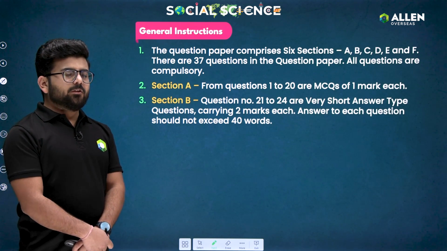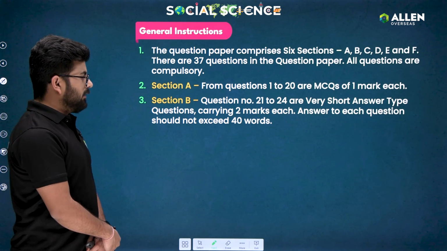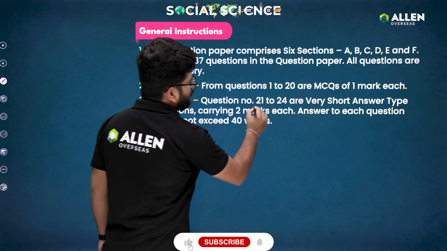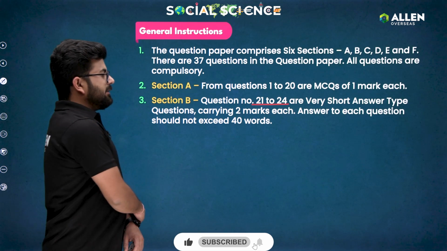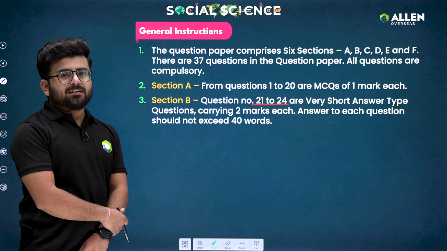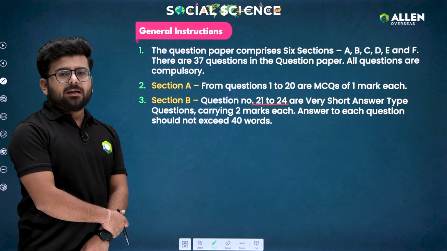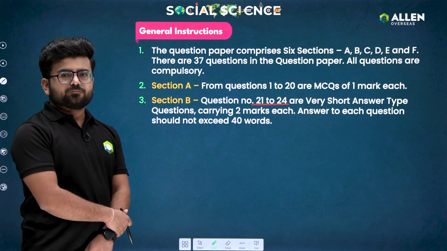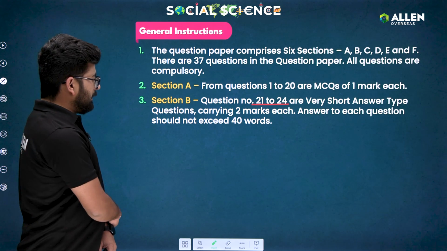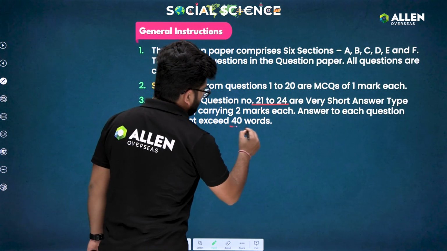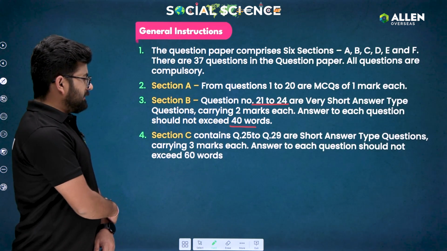Now we have section B. In section B, you'll be getting questions from question number 21 to 24. Every question will be of very short answer type, comprising 2 marks each, and the word limit to attempt the question is 40 words only. Next to it we have section C.